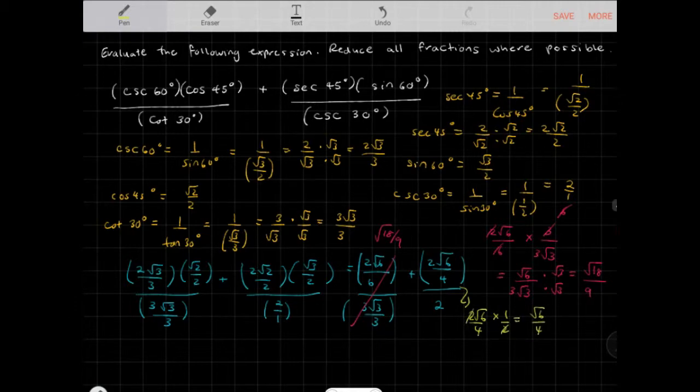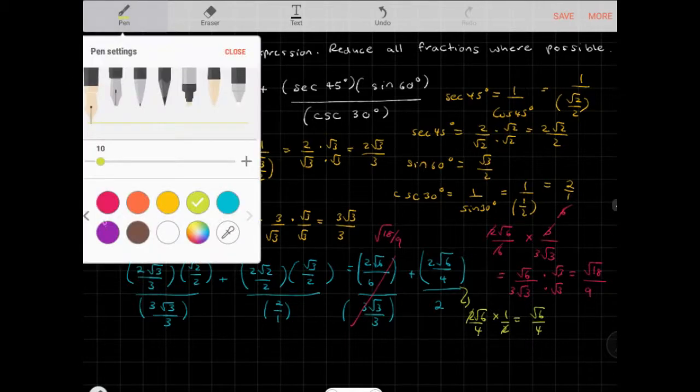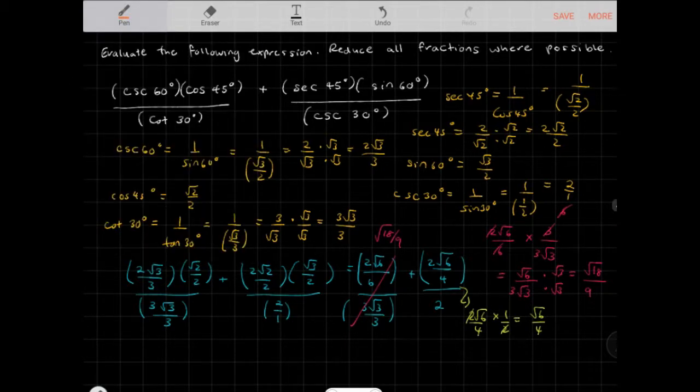Okay. So now in my next line, this is what I'm left with. Square root 18 you can actually write using radical expressions as 9 times 2, which is square root 9 times square root 2, which is 3 square root 2. So you have to kind of know your radical properties, right? So this is 3 square root 2 over 9 plus square root 6 over 4.